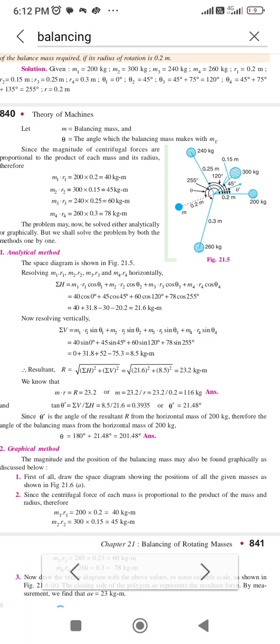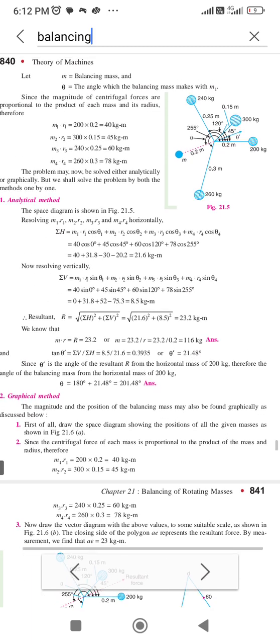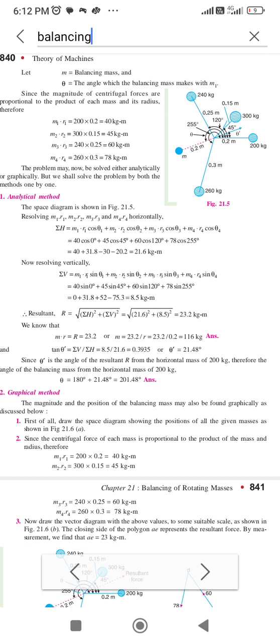So the horizontal component of all the forces: the first mass M1 R1 into cos theta 1 plus M2 R2 cos theta 2 plus M3 R3 cos theta 3 plus M4 R4 cos theta 4. From this we can obtain the value of 21.6 kg meter. Now the vertical component we have to solve, that is the sum of all the vertical forces, M1 R1 sin theta 1 and so on. Why we substitute sin theta is because it is a vertical component. For the vertical component we use sin, for horizontal components we use cos. So the sum of vertical forces is 8.5 kg meter.